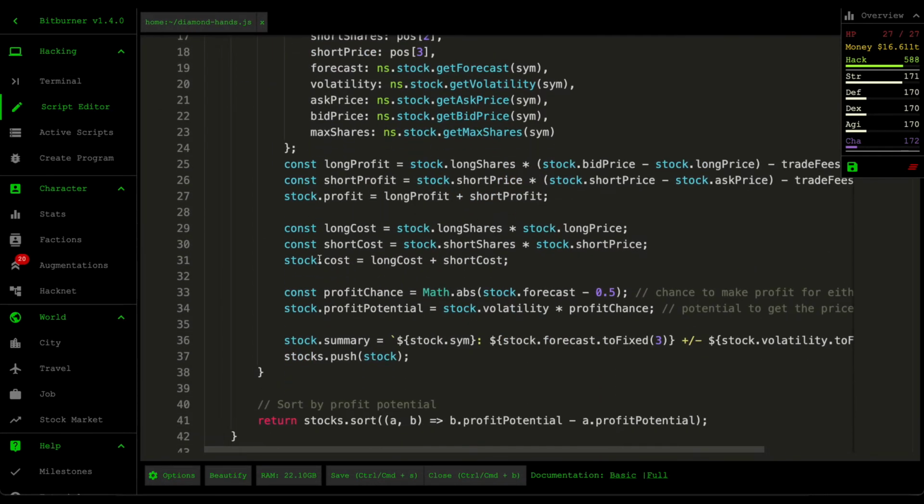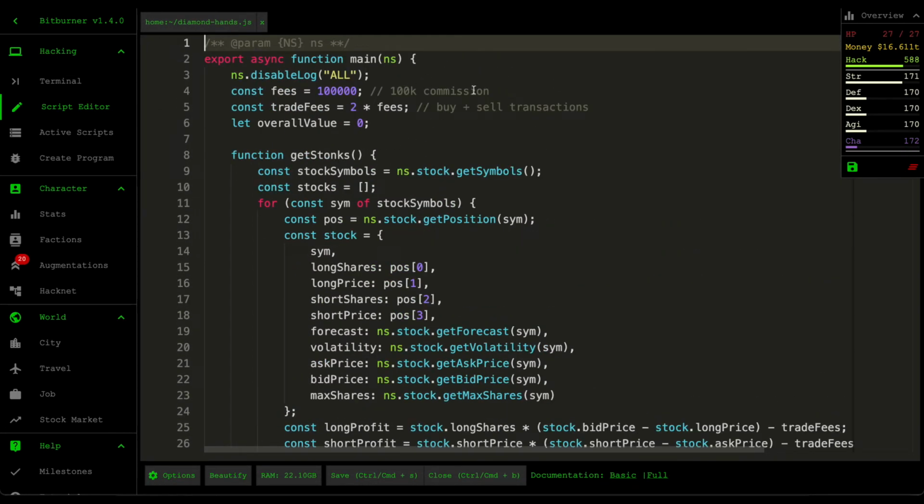So moving into the code, let's start from the top. The first thing I do is assign a bunch of constants. The first constant is this commission fee. Remember that for every transaction we make in the stock market, we have to pay $100,000 to the trader to execute that transaction. Then I also calculate the trade fees, which cover the buy and sell transactions, so it's just the commission fee multiplied by 2. And here is the overall value of the stock. This is used for logging purposes, and basically represents the overall value of all the stocks that we own.